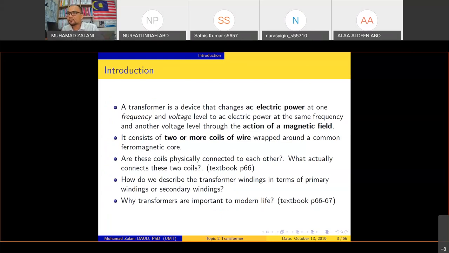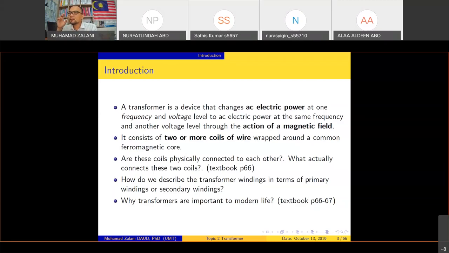In this case, the first point appears here. A transformer is a device that changes AC electric power at one frequency and voltage level to AC electric power at the same frequency and another voltage level through the action of a magnetic field. Some points I would like to draw from the first point here: the transformer only works in an AC system, right? You have to remember that a transformer doesn't work in a DC system, meaning that if you want to use the transformer, it is under the AC, alternating current environment, not the DC system, right?